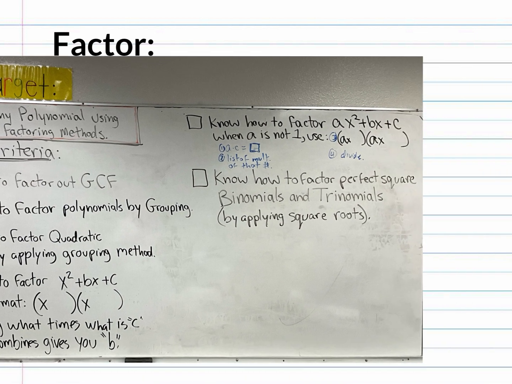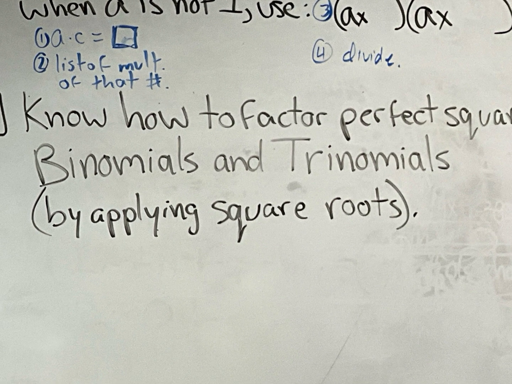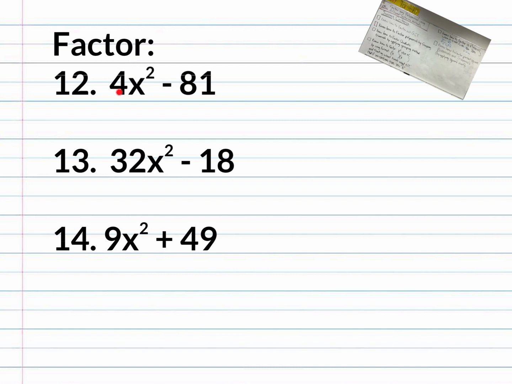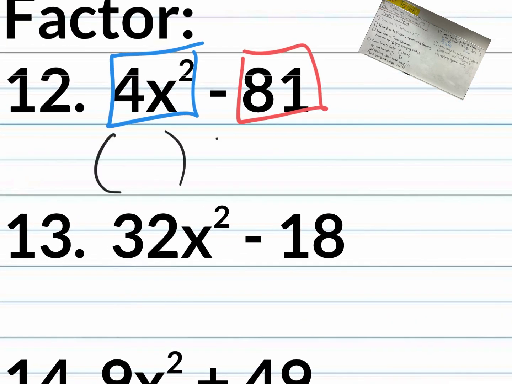We technically are right here on the last part, know how to factor perfect square binomials and trinomials by applying square roots. The question is, do we have a perfect square term in the front and a perfect square term in the back? Yes, we do. So because this is a perfect square and because that's a perfect square, I could attempt to just plug it into my factored form answer format by taking the square root of 4x squared. What's the square root of 4x squared? 2 with an x. And you put that as the first term of each of those binomials. And then what's the square root of 81? 9. So you put that as a second term of both binomials.